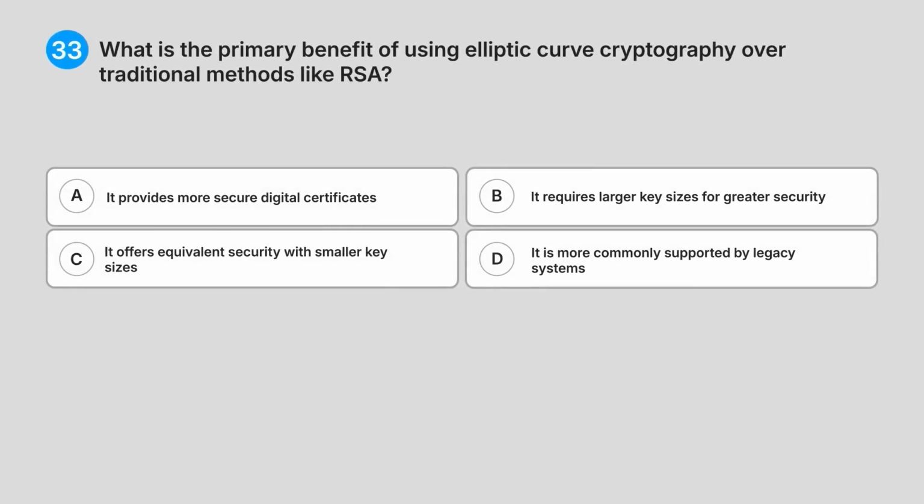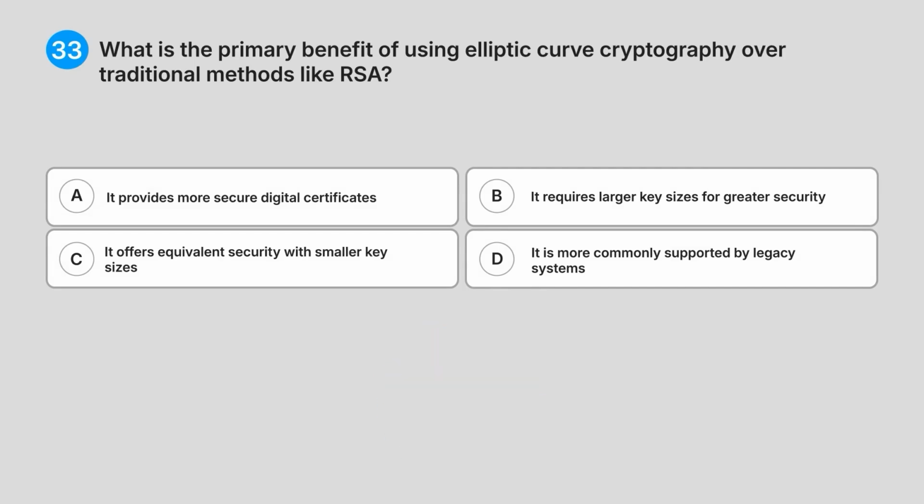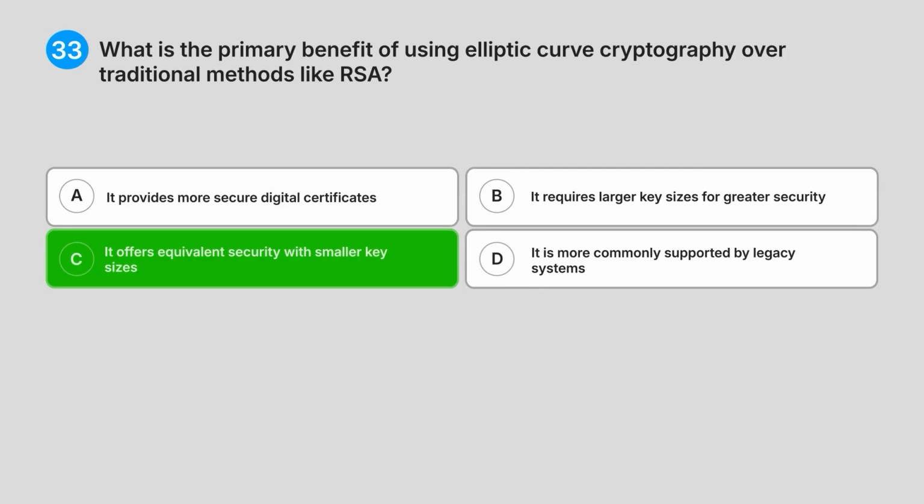33. What is the primary benefit of using elliptic curve cryptography over traditional methods like RSA? A. It provides more secure digital certificates. B. It requires larger key sizes for greater security. C. It offers equivalent security with smaller key sizes. D. It is more commonly supported by legacy systems. What do you think is the answer? Correct answer, C. It offers equivalent security with smaller key sizes.